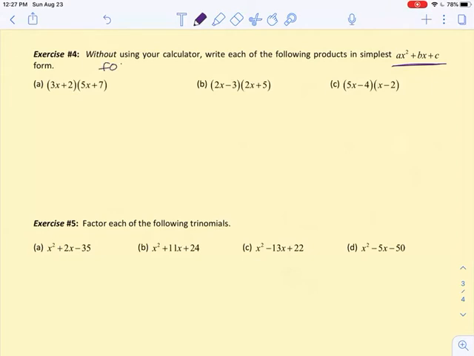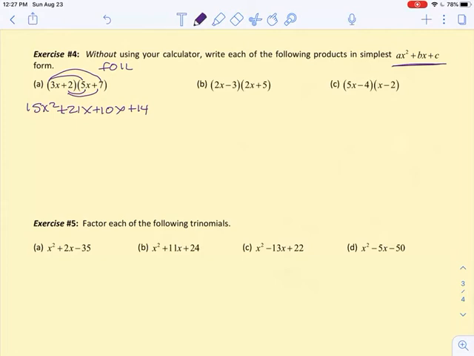So I'm going to do, your teacher might have taught you FOIL, first, outer, inner, last. 3x times 5x is 15x squared. 3x times 7 is 21x. 2 times 5x is 10x. And 2 times 7 is 14. You're always going to get 4 terms.